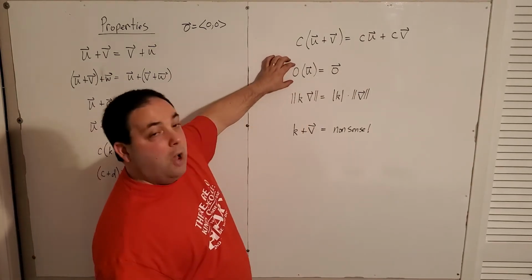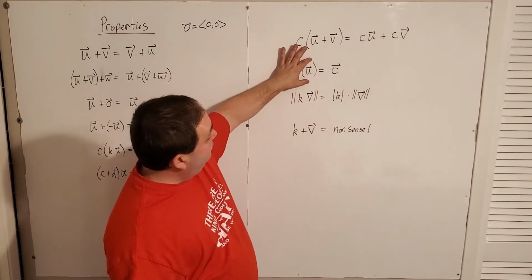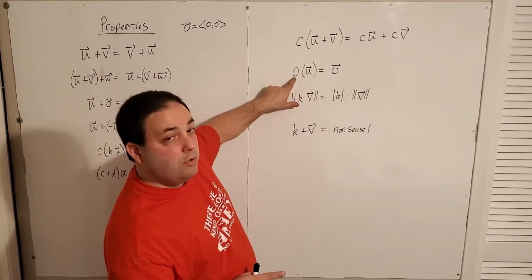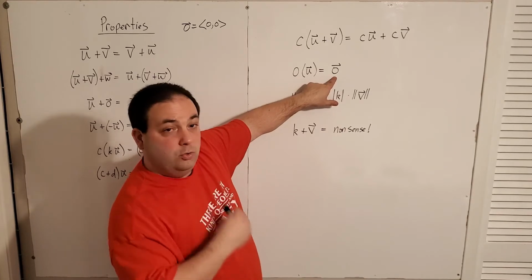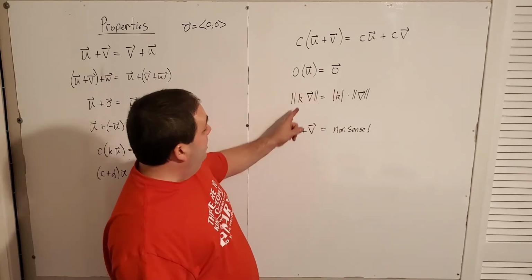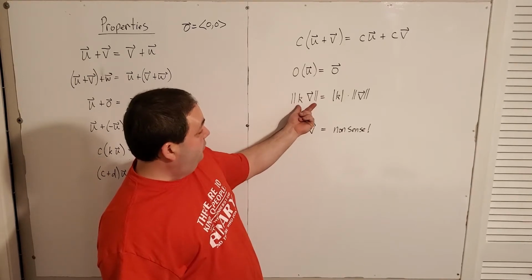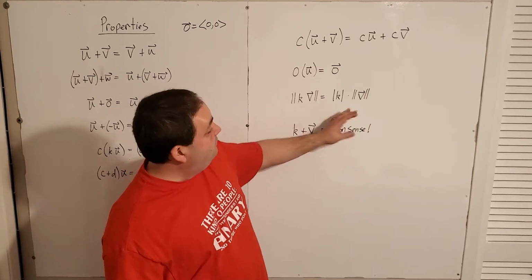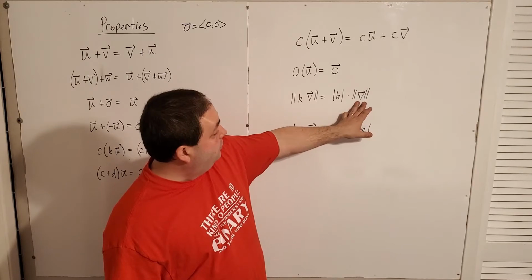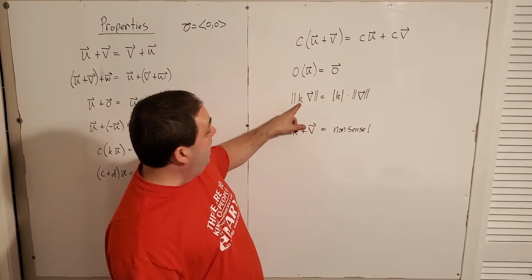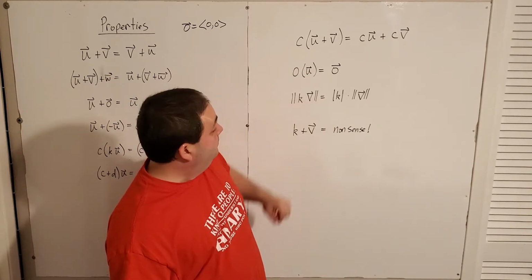The 0 number times a vector gives you the 0 vector. This is a 0 number, this is a 0 vector. Don't get those confused. And if you want to look at the length of a scaled vector, then it's the same as if you took the original length of the vector and multiplied by the absolute value of the scalar number. And that only matters if k is a negative number.